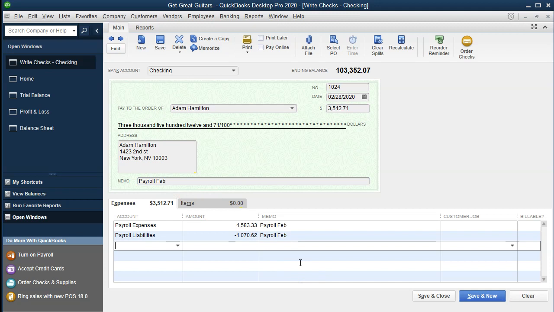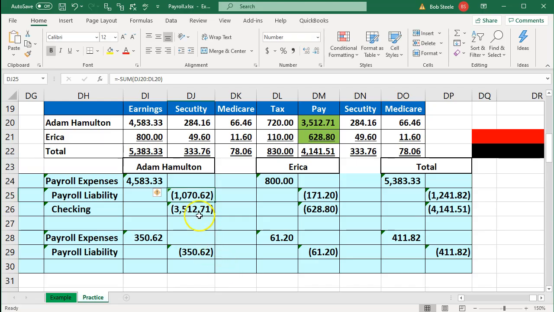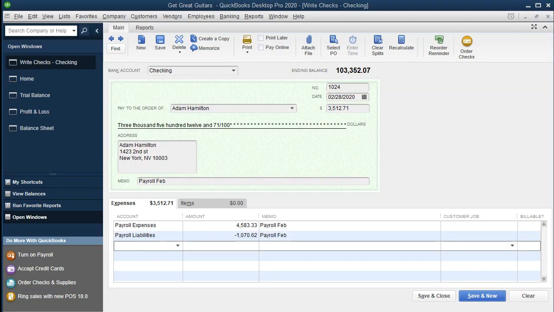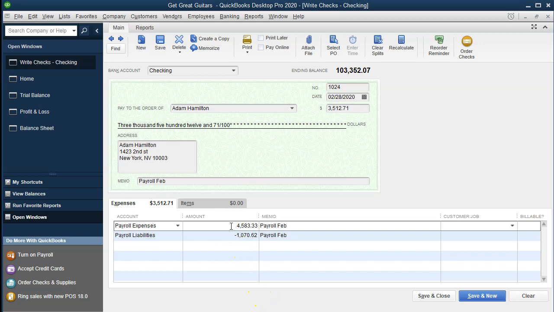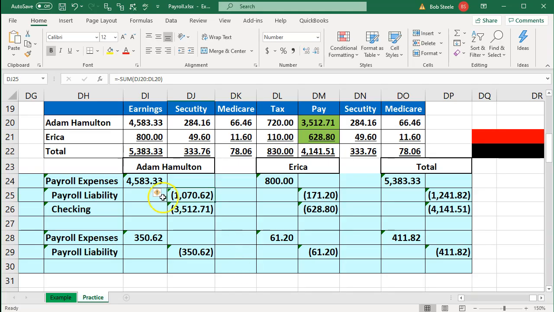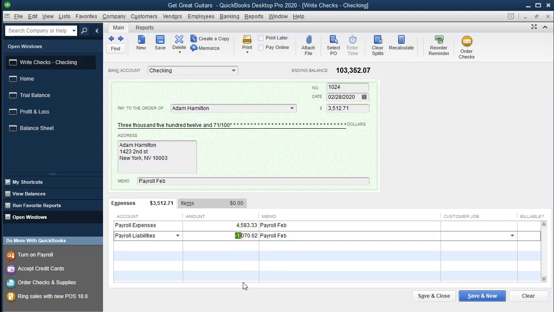Same kind of journal entry. It's a little bit reversed because what does this mean? Obviously, the checking account's going down by the $3,512.71, or it's a credit to the cash checking account. And then the expense is going to be going up because it's a debit balance of the 4,583. That's going to be the debit of the 4,583, and then we're going to credit or increase the liability by the 1,070. So notice this plus and minus thing over here can actually get a little bit confusing. The debits and credits, if you know them, are actually a little bit easier to work with. But in any case, there we have it.